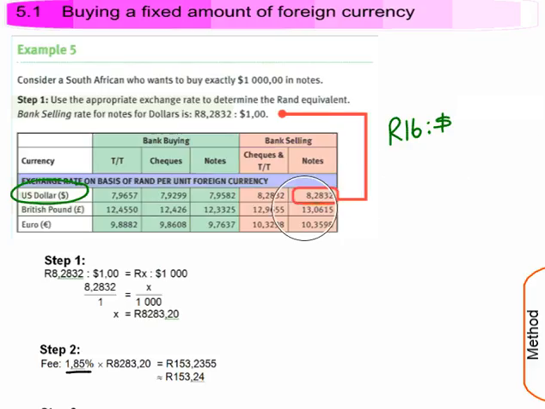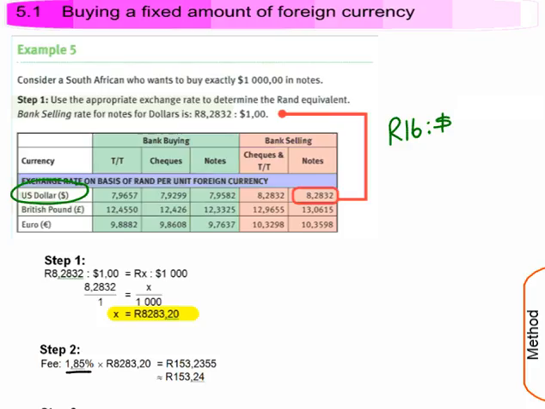Okay, so I want to go and buy. So the first thing I do is I change. I'm going to buy $1,000. How many rands will I have to pay? So my rand value, I'm going to get 8,000. It's going to cost me 8,283 rand 20 to get $1,000.